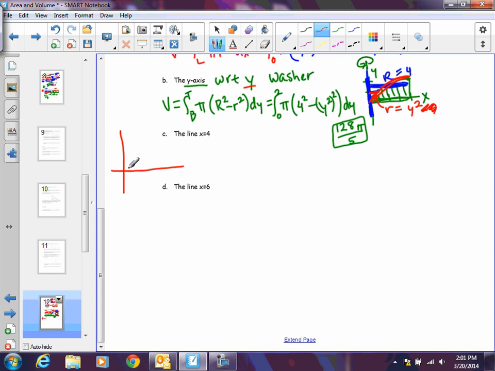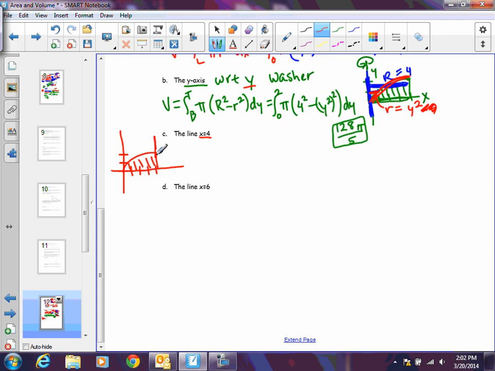Just because I really didn't leave myself enough space. The nice thing is, at this point, you should know what the basic shape is. Okay, so that's the basic shape. We're going to revolve this thing about the line x equals 4. What type of line is x equals 4? Vertical. It's a vertical line.